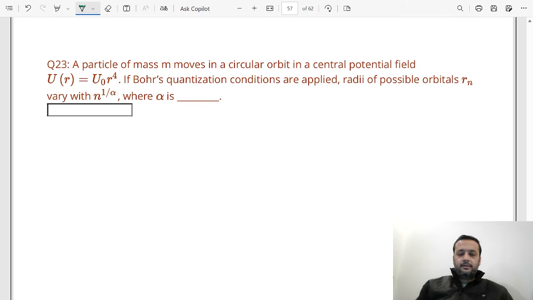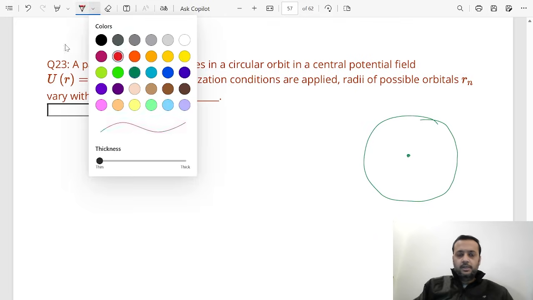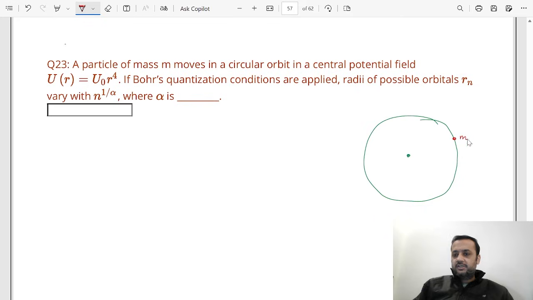Here what is happening? There is a potential energy function for a particle moving in a circular orbit, given by this function u naught into r to the power 4. Using Bohr's quantization rule, we have to find the relation between radius and the principal quantum number. Let us say a particular electron, or a particular charge, is moving in this type of trajectory, and let's say the mass of the charge is m and this radius is r. So the centripetal force we can write as minus du by dr.